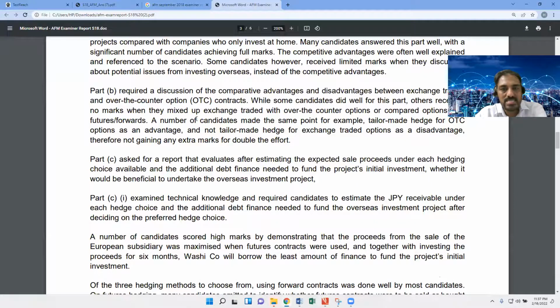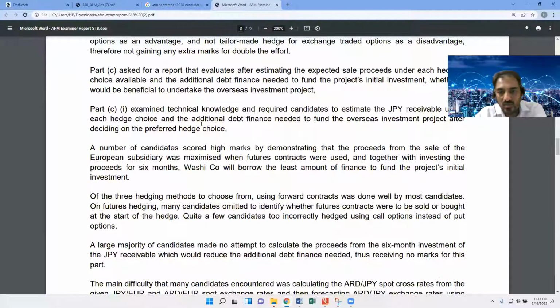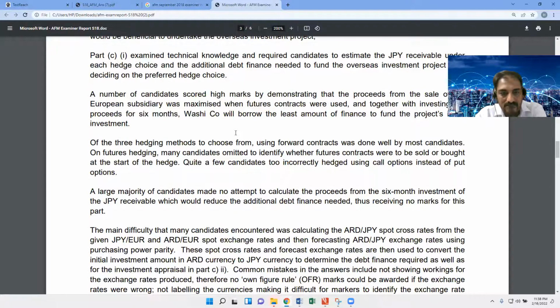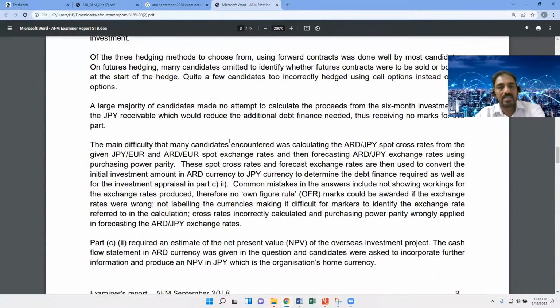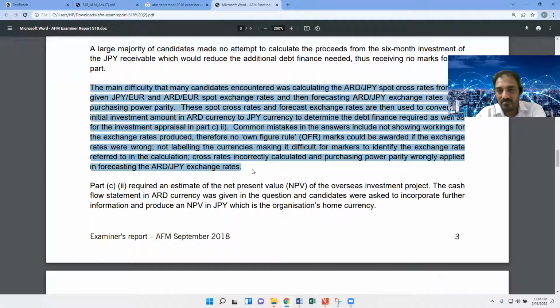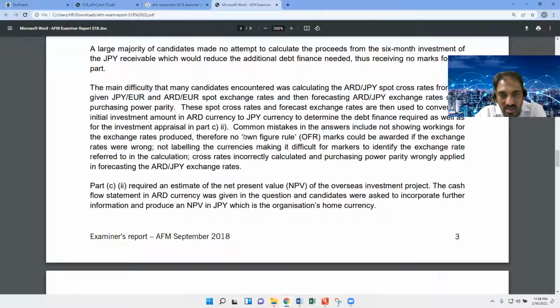Yes. Part C, Part C1. This paragraph is about this requirement. I'm not reading the requirement, but here a very important term is used, the own figure rule. The examiner here uses the term own figure rule. I will read the question after attempting. But what is the meaning of own figure rule?